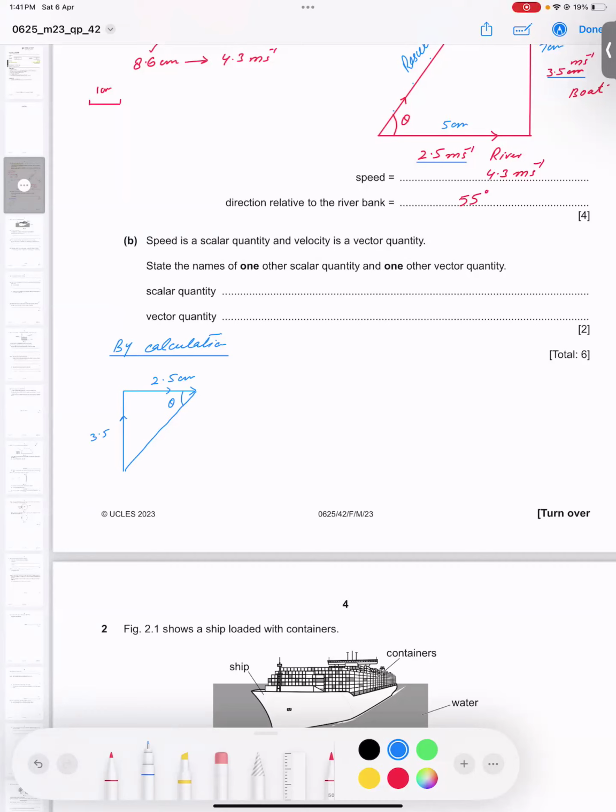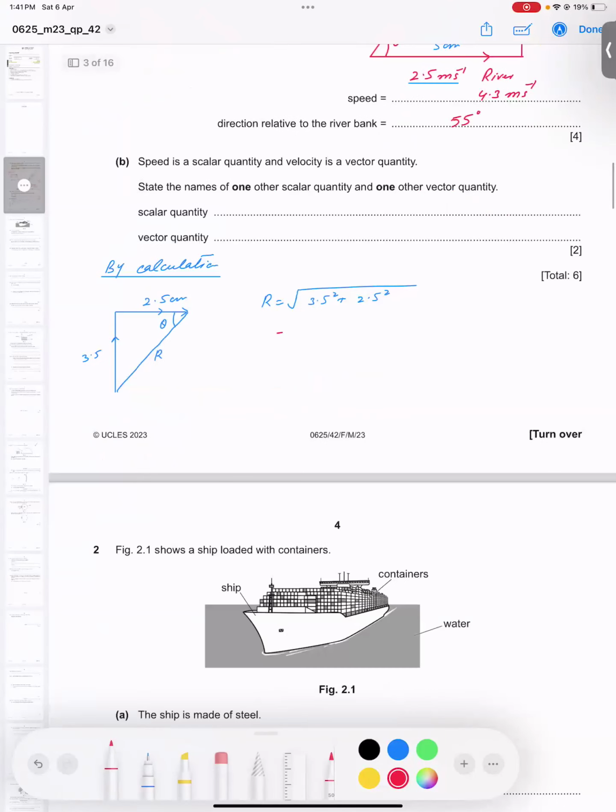So by Pythagoras theorem, I need this resultant. So resultant will be equal to 3.5 square plus 2.5 square. If you will add them by taking square as well as taking under root, you will get the answer. And that answer will be equal to 4.3 meters per second, right?